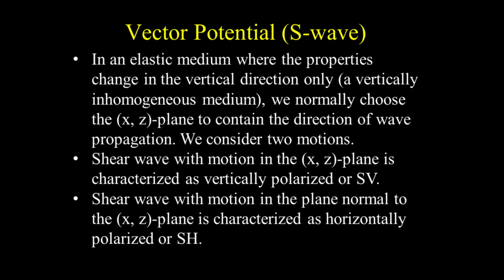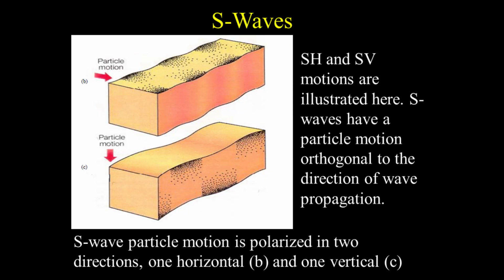This decomposition of S wave into SV and SH is the result of the fact that S waves are described by the vector potential. SH and SV motions are illustrated here. S waves have a particle motion orthogonal to the direction of wave propagation. S wave particle motion is polarized in two directions, one horizontal at the top and one vertical at the bottom.